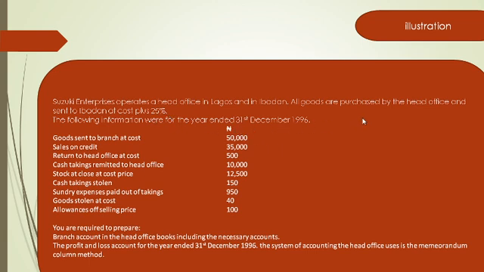The question said all goods are purchased by the head office and sent to Ibadan at cost plus 25%. The following information were for the year ended 31st December 1996. Goods sent to branch, sales and credit, returns to head office at cost, cash takings remitted to head office, stock at close at cost price, cash taking stolen, sundry expenses. You are required to prepare branch accounts in the head office books, including the necessary accounts, then the profit and loss account for the year ended 1996. The system of accounting the head office uses is the memorandum column method. This memorandum column method is the same thing as the double column method.